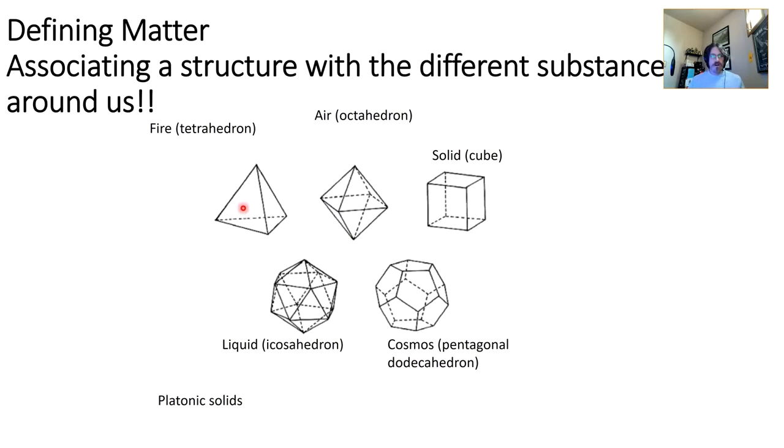Fire was represented by the tetrahedron, air was represented by the octahedron, and something that was solid was represented as a cube, which is actually kind of interesting if you think of metals. Most metals we deal with, from an engineering perspective, at least in the raw elemental stage, have some sort of cubic structure, with the exception of titanium. Liquid was the icosahedron, and the surrounding cosmos was the pentagonal dodecahedron, and these again are the so-called Platonic solids.